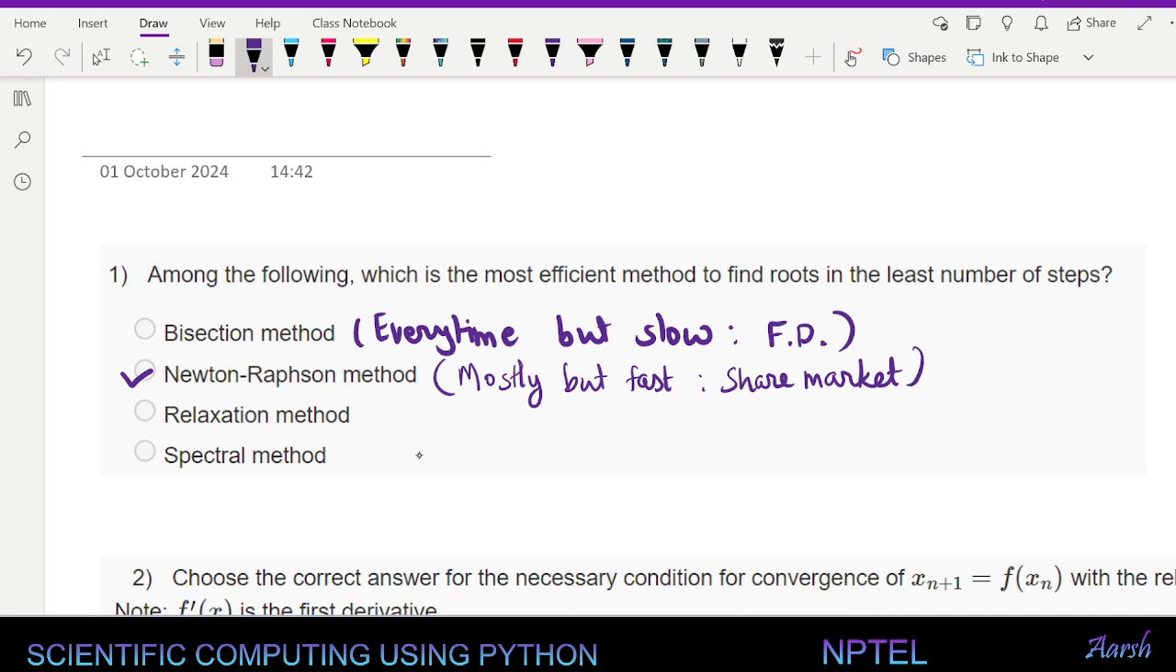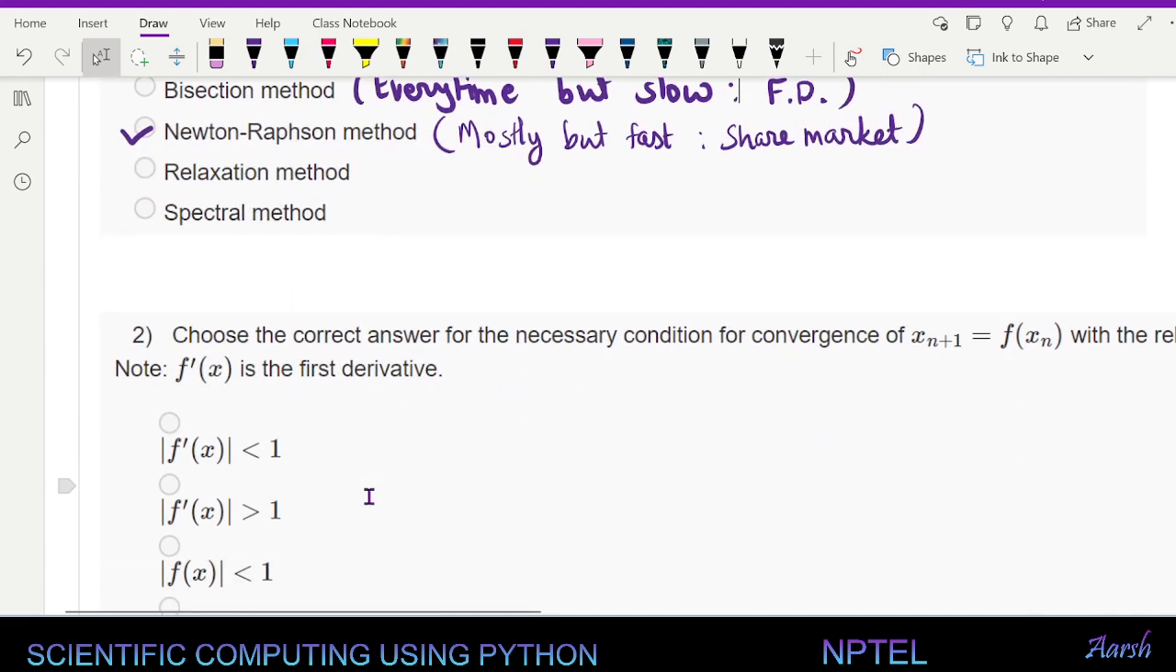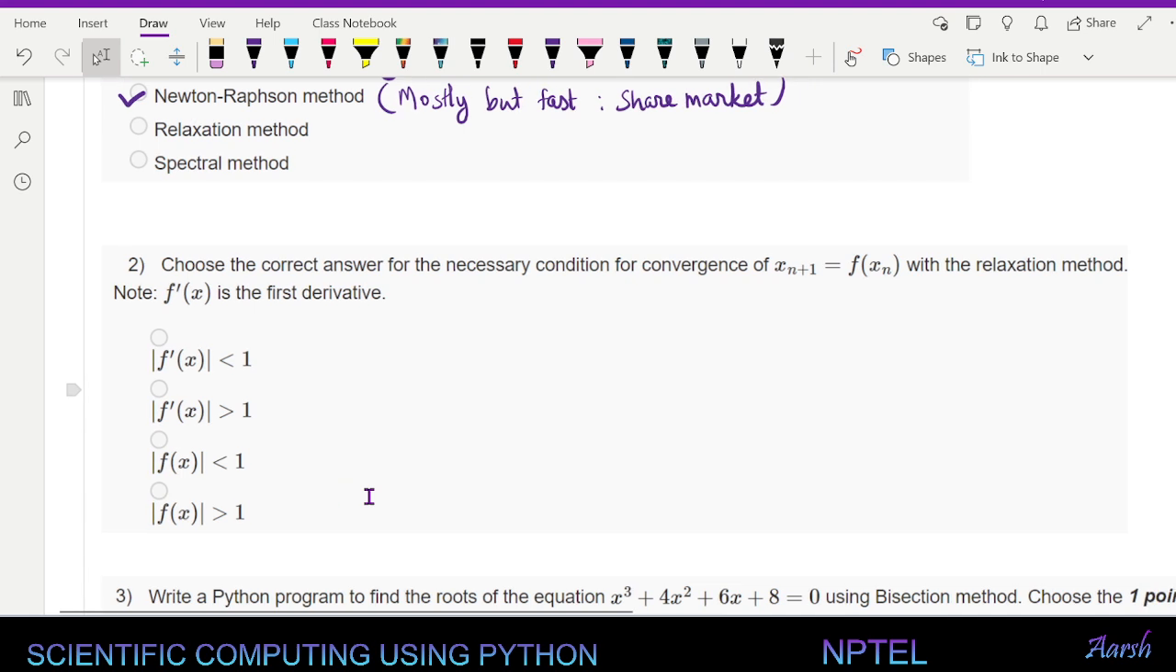Okay. Relaxation is not for finding the roots. It's for the fixed points of the map. And spectral method is something else. We have discussed spectral methods, right? Okay. Choose the correct answer for the necessary condition for the convergence of the relaxation method, which is a map.